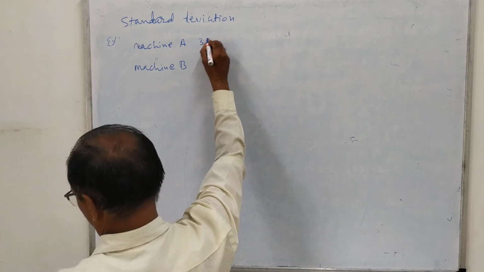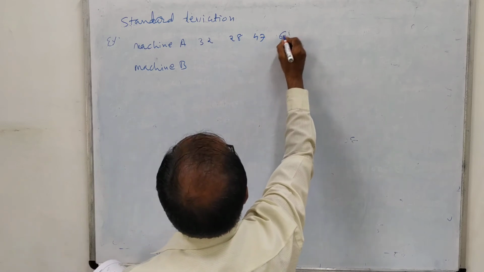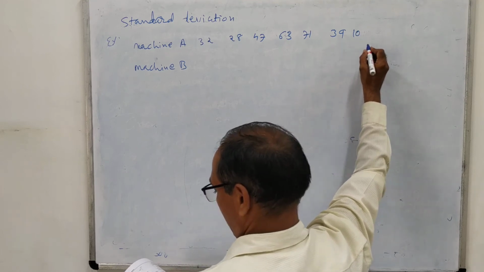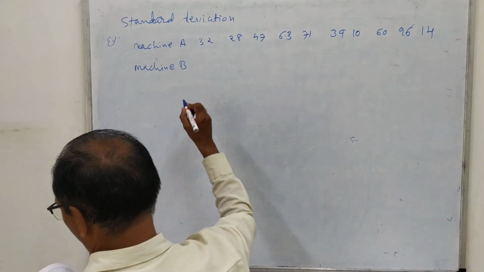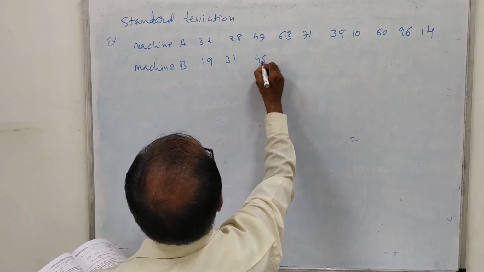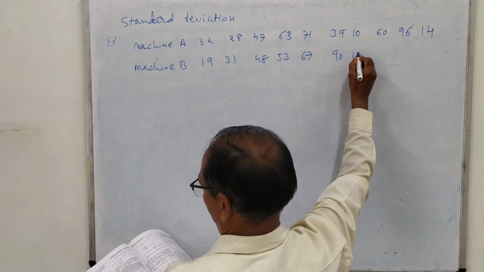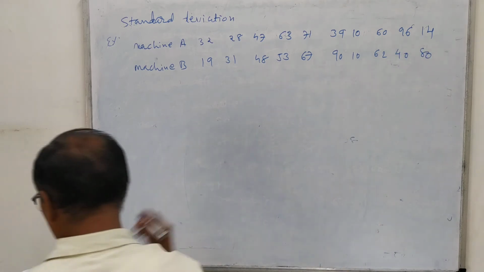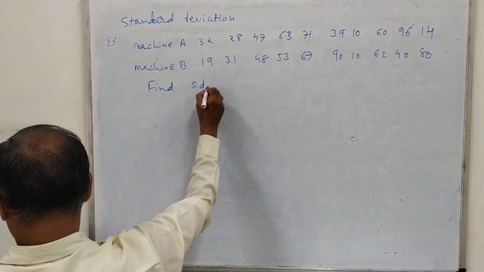The data for machine A is 32, 28, 47, 63, 71, 39, 10, 60, 96, 14. And for machine B it is given as 19, 31, 48, 53, 67, 90, 10, 62, 40 and 80. Now the question is to find the standard deviation of each machine.